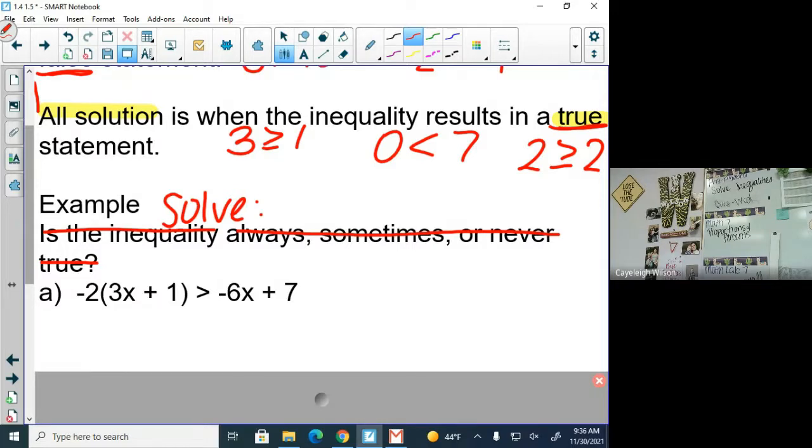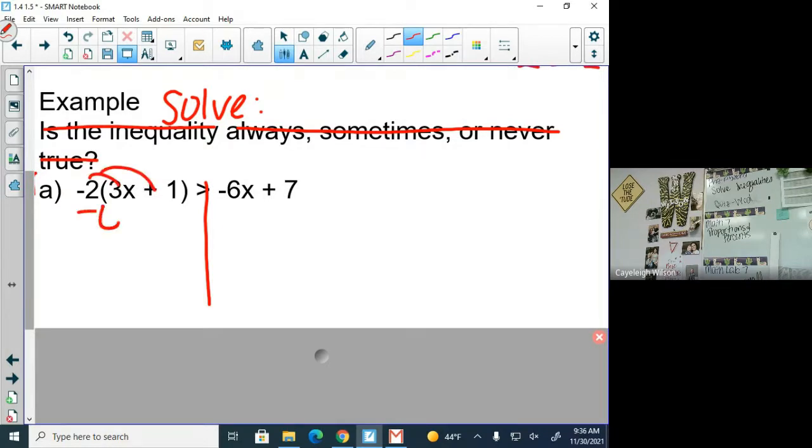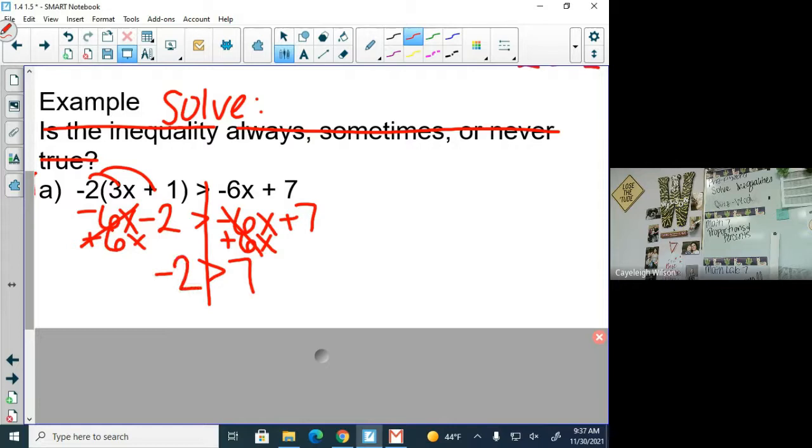All right, real quick on this one. So first thing I do is distribute. So that's negative 6x minus 2. And then I move all my variables over. So I add that 6x. Negative 6 plus 6 was gone. Oh no! All my variables just canceled out. Oh no, the problem, it's broken. Okay? Is this true or not? No. Negative 2 is not greater than 7, so it is no solution.